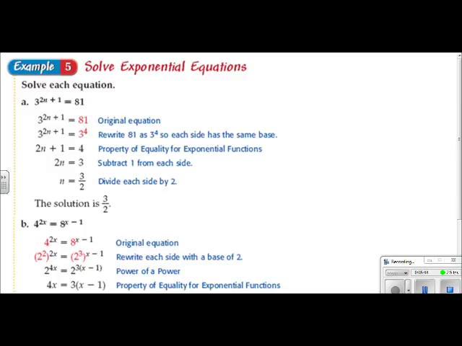So if we wanted to solve something like 3 to the 2n plus 1 equals 81, we can't solve that right away because those don't have the same base 3. But we can switch 81 over to a base 3. 81 is 3 to the power of 4. And over here we had base 3, 3 to the power of 2n plus 1. So now we can cross out those 3s and just say 2n plus 1 equals 4. Subtract 1 from each side and we get 2n equals 3. Thus, in the end, n equals 3 over 2.